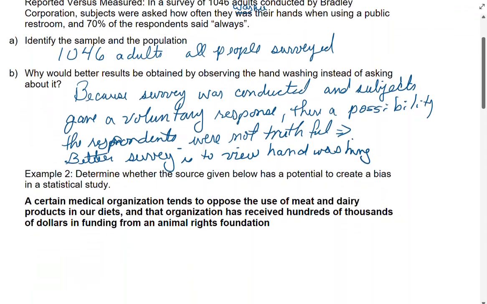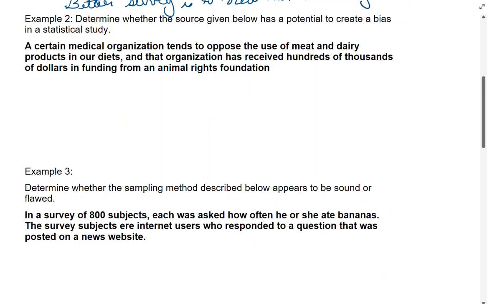All right. The second example. Determine whether the source given below has potential to create bias. Now remember, bias means we want it to tend toward a particular outcome. In a statistical study, a certain medical organization tends to oppose, okay, so they want it not to occur, the use of meat and dairy products in their diets. And that organization has received hundreds of thousands of dollars in funding from Animal Rights Foundation.